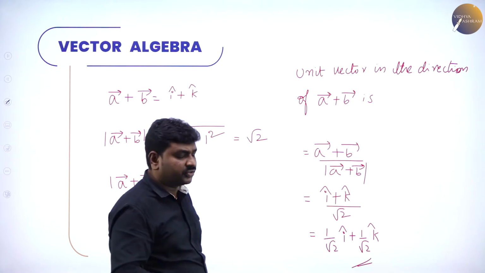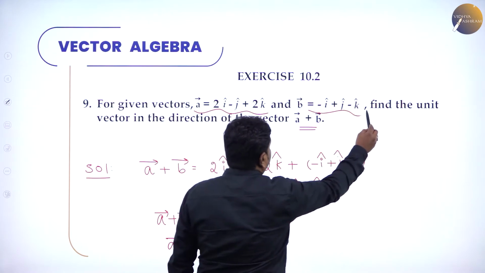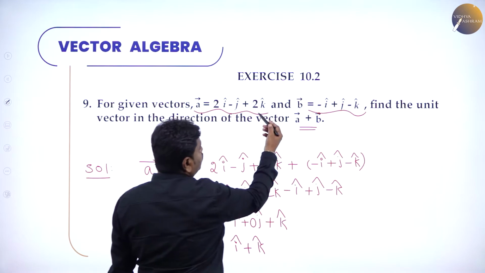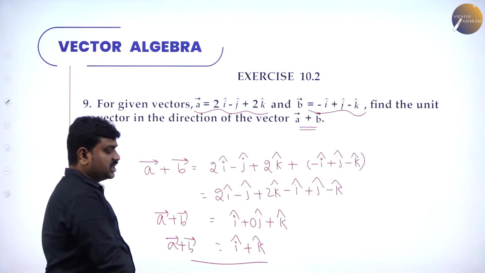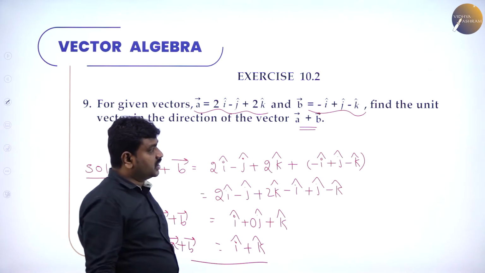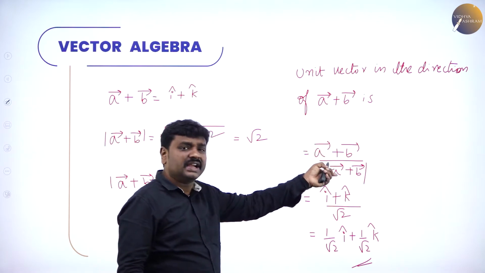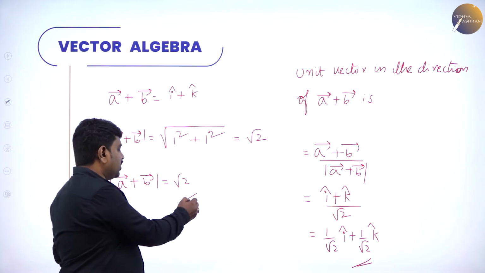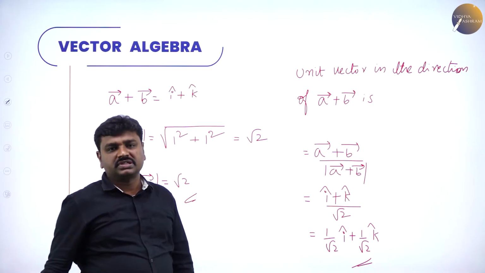I hope all of you got this. First they gave vector A and then vector B. They want you to add: 2i minus i becomes i, minus j plus j becomes 0j, 2k minus k becomes k. After you add, you'll get A plus B is i plus k. They don't want just A plus B, they want the unit vector if you read the question. So the unit vector in the direction of A plus B is vector A plus vector B divided by its magnitude. You know how to find the magnitude of a vector. It will be root 2, and divide it, you'll get the answer. I hope all of you understood this.